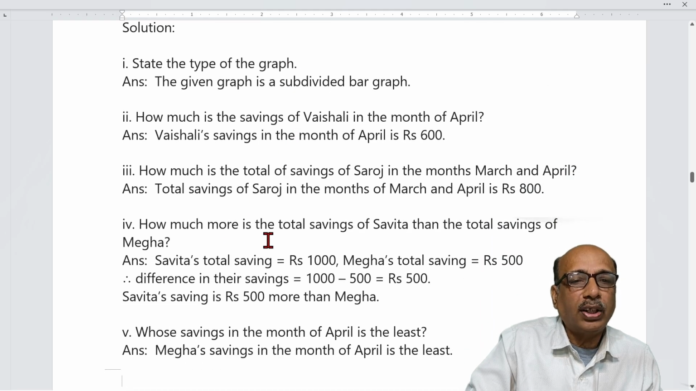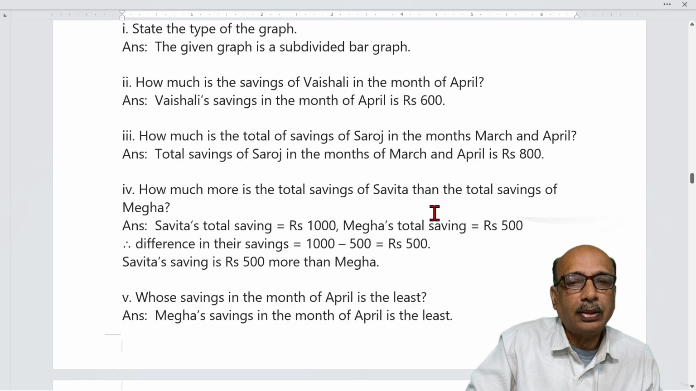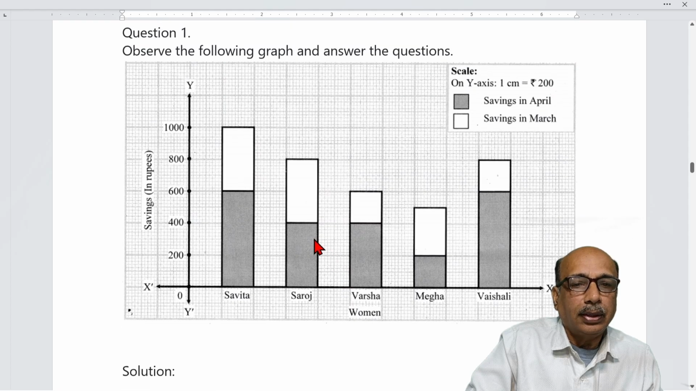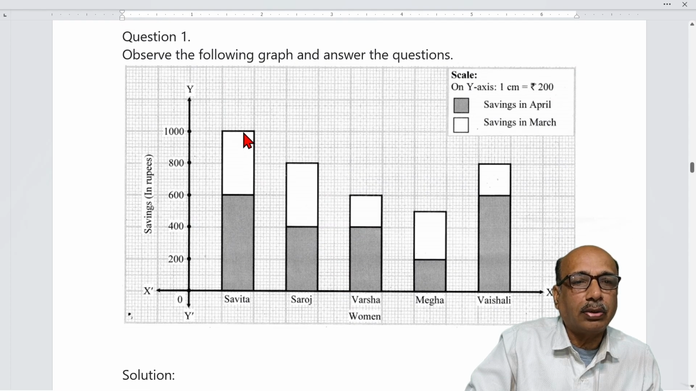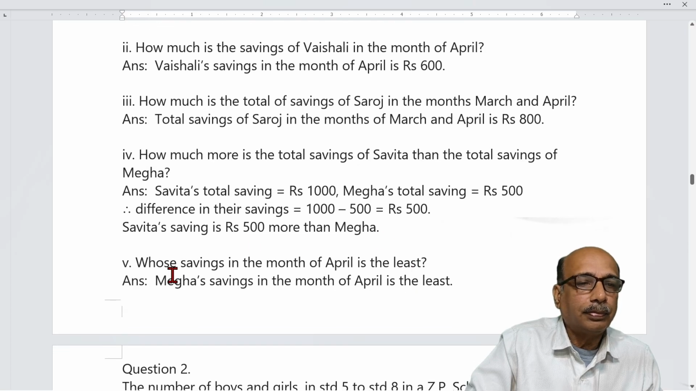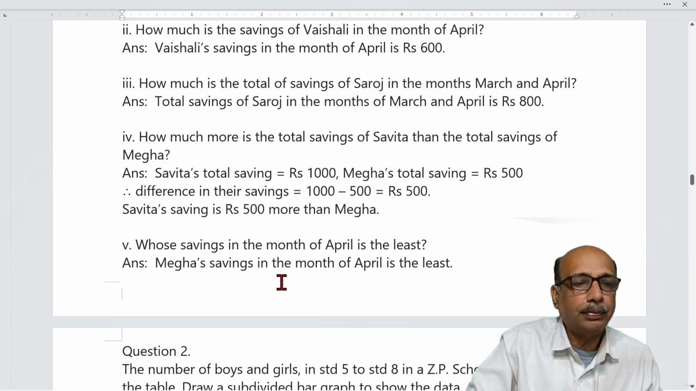How much more is the total saving of Savita than the total saving of Megha? Savita's total saving is 1000 rupees and Megha's total saving is between 400 to 600. So it will be 500. Total saving of Megha is 500. So the difference between the two is 1000 minus 500, is 500. Savita's saving is rupees 500 more than Megha.